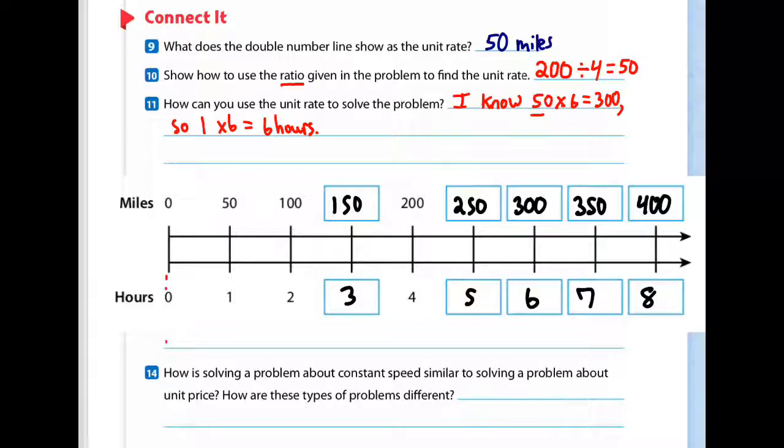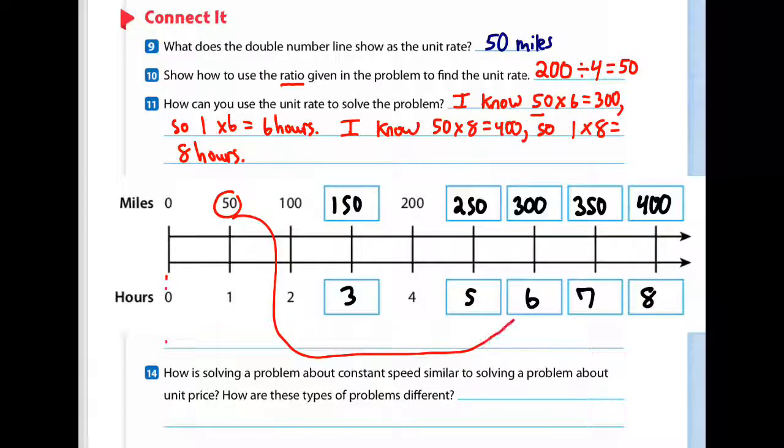Now the next part's going to be how long will it take you to go 400 miles. So it's going to be similar to that. Say, I know 50 times 8 equals 400. So 1 times 8 equals 8 hours. All right, so all I did is, you don't have to have the exact words for me, but I'm just explaining how I could use the unit rate 50 to figure out these answers here and here. Okay? All right, next. Pause the video if you need to make any corrections.